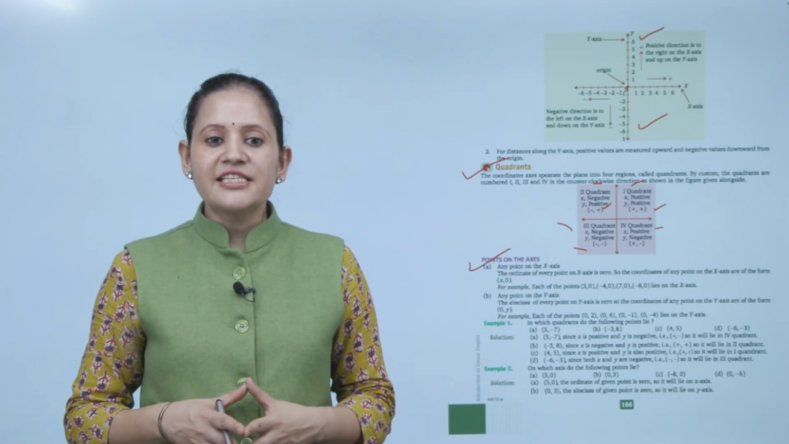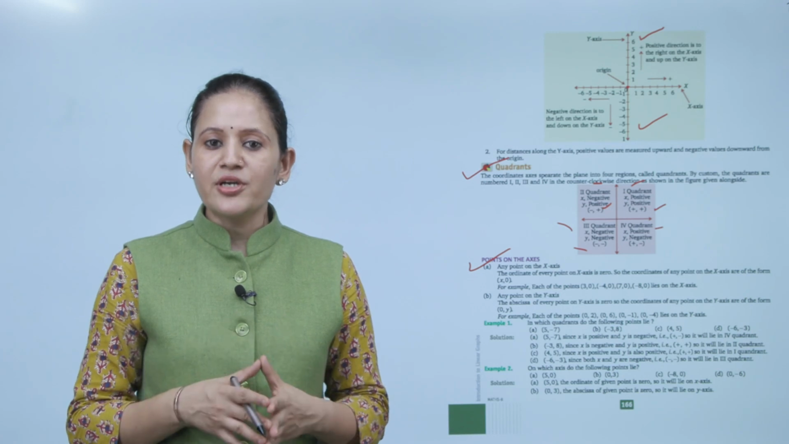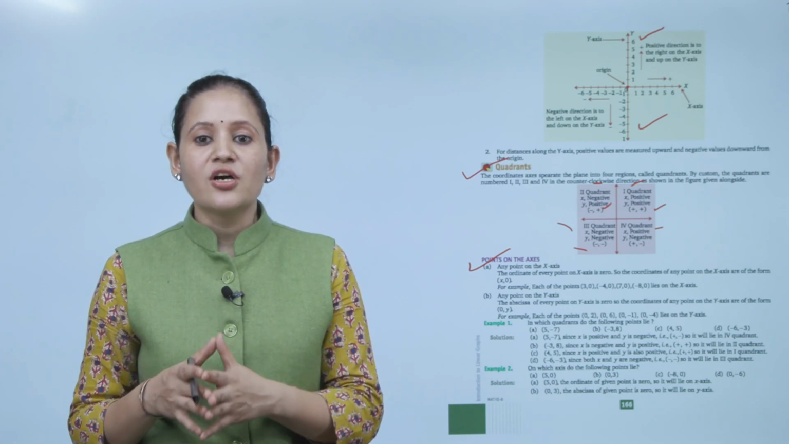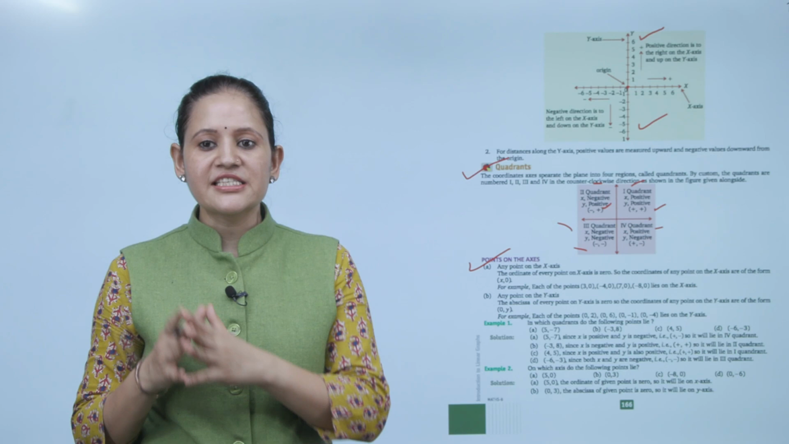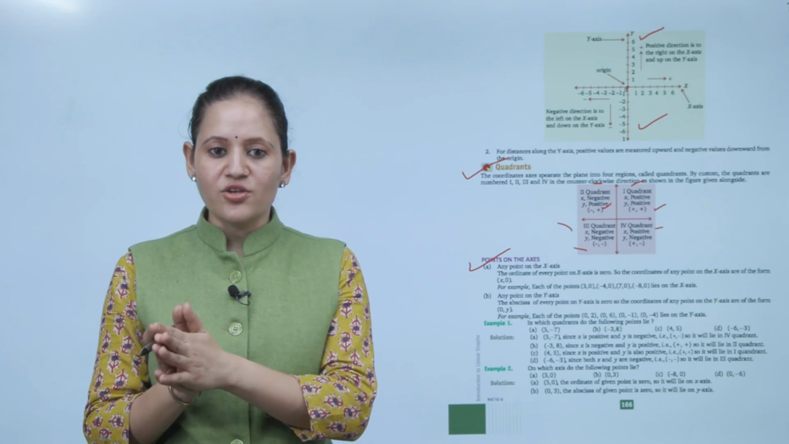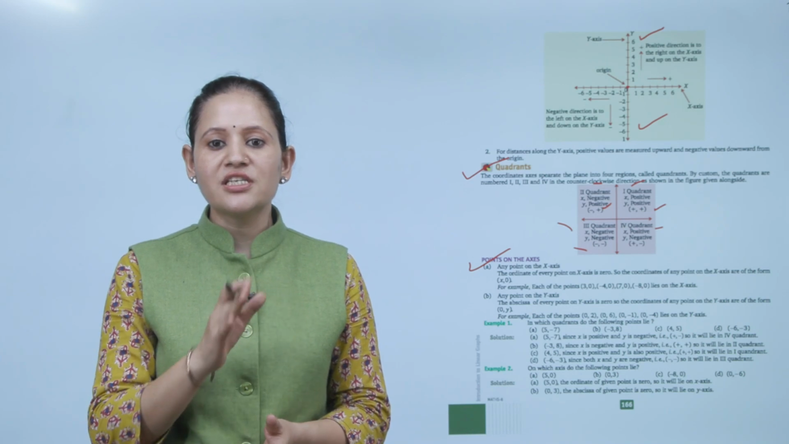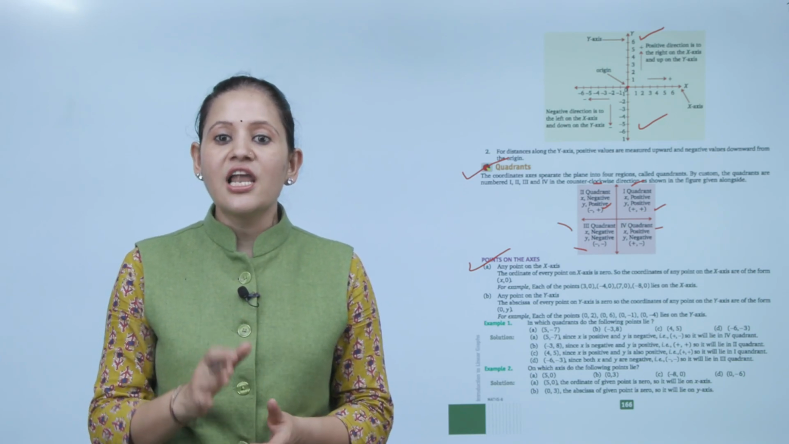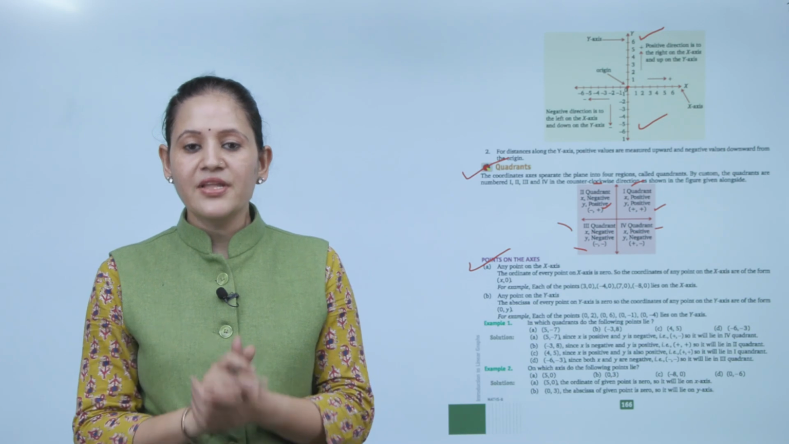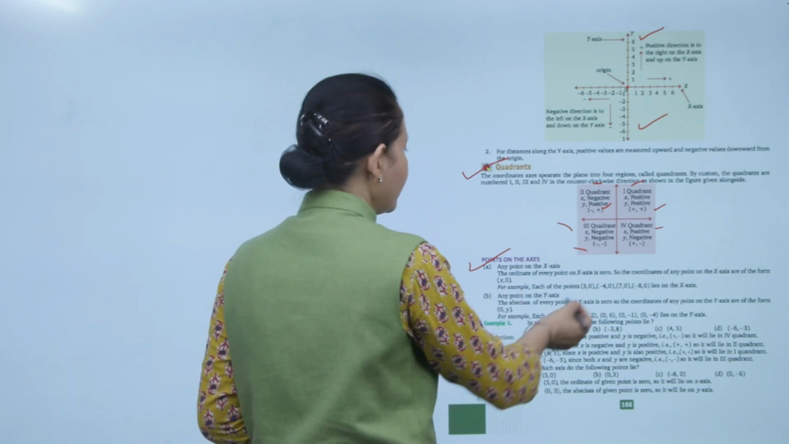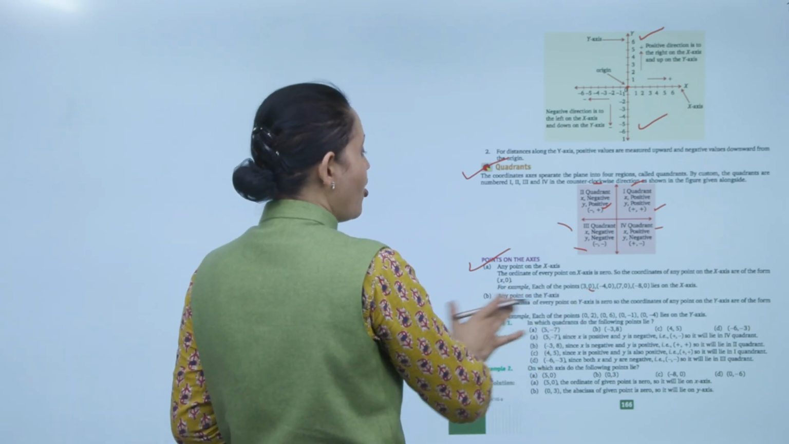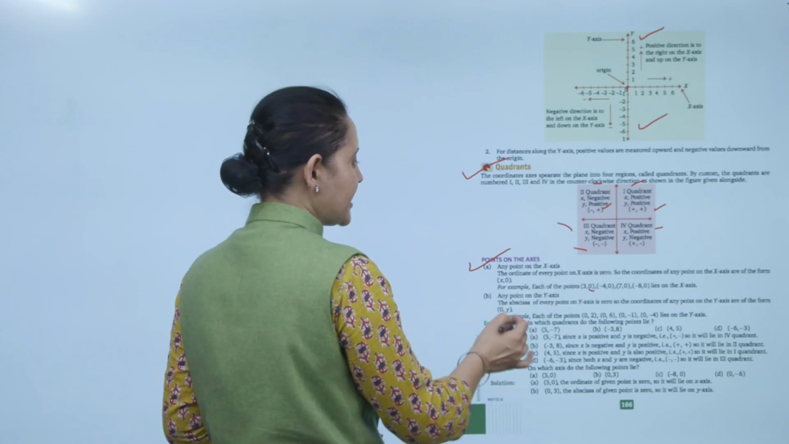Next, points on axes. For any point on the x-axis, the ordinate of every point on the x-axis is 0, so the coordinates of any point on the x-axis are of the form (x, 0). For example, each of the points (3, 0), (-4, 0), (7, 0), (-8, 0) lies on the x-axis. Clear? So here, if you see, the y-coordinate is 0, that means all these points will lie on the x-axis only.